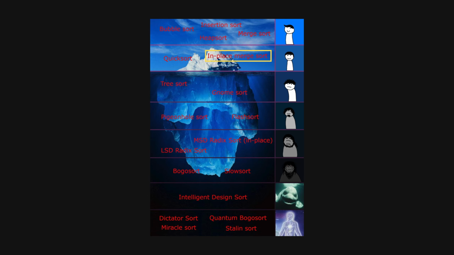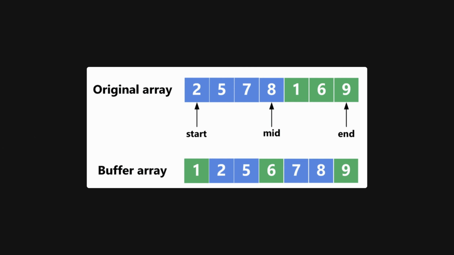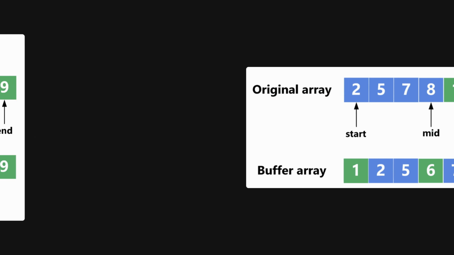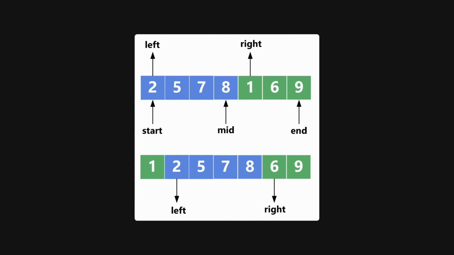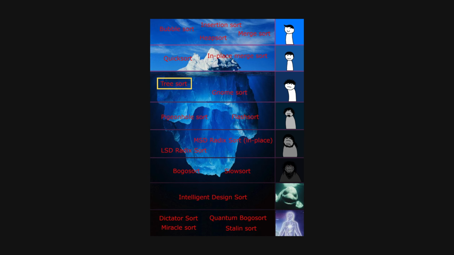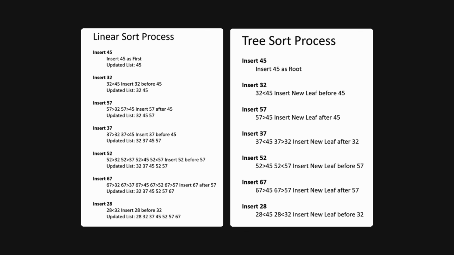In place merge sort. It's like the merge sort's eco-friendly cousin. It splits and merges but uses only a small constant amount of extra memory, making it more efficient in terms of space. Tree sort takes your lists and puts each element into a binary search tree.